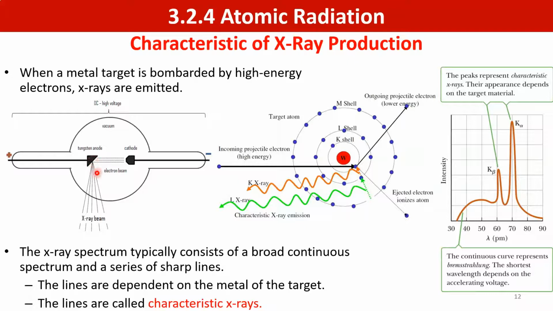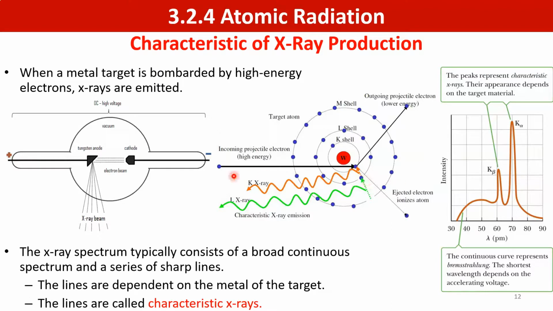The X-ray spectrum typically consists of a broad continuous spectrum and a series of sharp lines. The lines depend on the metal of the target. The lines are called the characteristic X-rays. Here is the graph of intensity versus wavelength. The peaks represent characteristic X-rays. Their appearance depends on the target material. The continuous curve represents Bremsstrahlung. The shortest wavelength depends on the accelerating voltage.